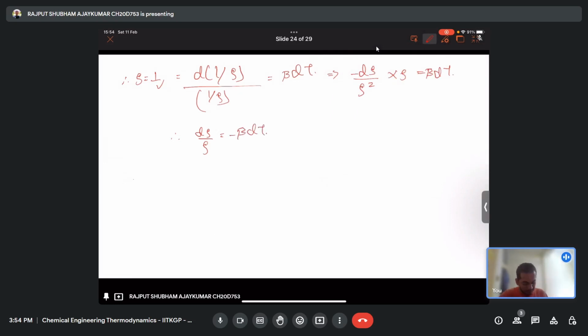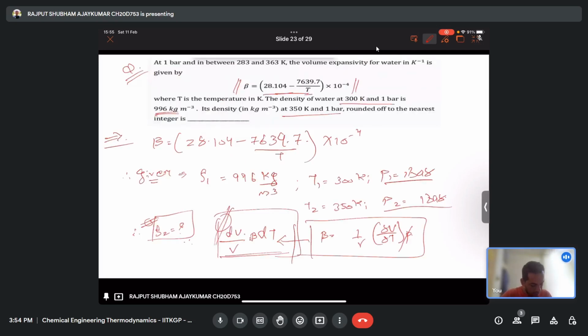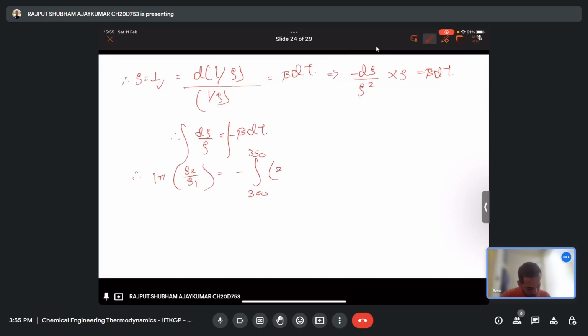Now we'll integrate between rho1 and rho2. If we integrate these two things, we will get ln of rho2 by rho1 equal to minus the integration from T1 is 300 to T2 is 350. The beta equation is given to us, so we will type this entire equation up here: 28.104 minus 7639.7 by T, times 10 to the power minus 4, dT. So just try to solve this equation. Keep T1 as 300 and T2 as 350 degrees Celsius.